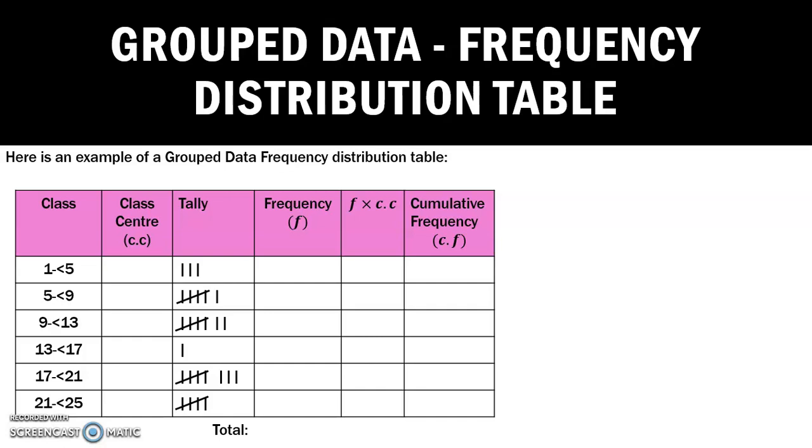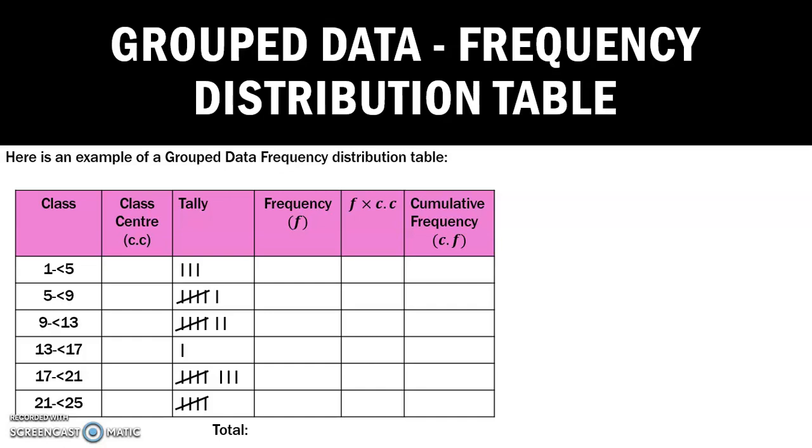For our class, we have 6 classes here. The first one is 1 to less than 5. That less than symbol means that it's all the scores between 1 and 4, or all the scores that can be 1, 2, 3, and 4. Then our next class is 5 to less than 9, so that's our scores 5, 6, 7, 8.